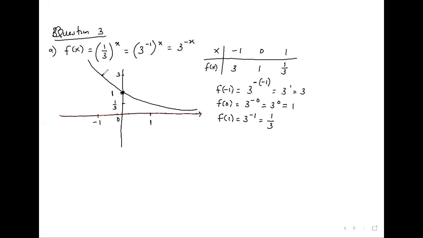So why use -1, 0, 1? They are easy to calculate, and they represent the negative and the positive behavior. 0 gives us the intercept.